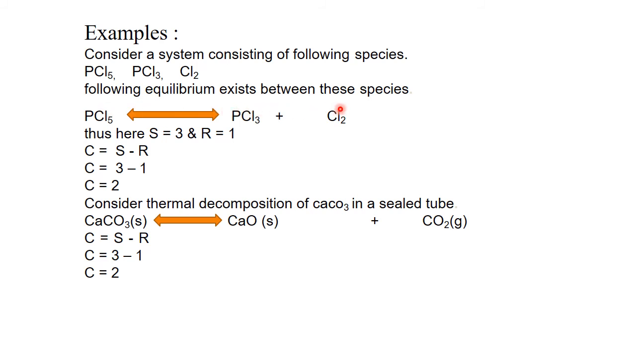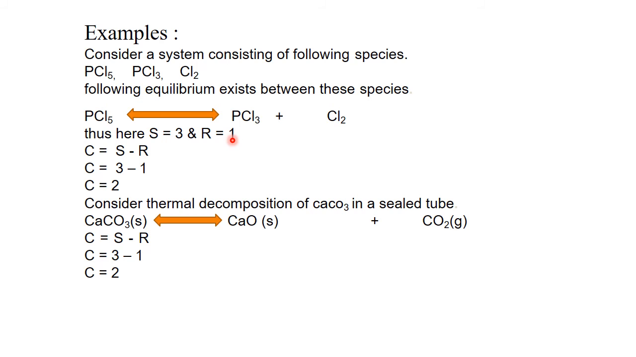The value of S means the number of species present in the system as a result of reaction. One is PCl5, the other one is PCl3, the third one is Cl2. So these three species will be present in the system at the equilibrium stage. So the value of C is equal to 2. So the number of components present in the system will be 2.